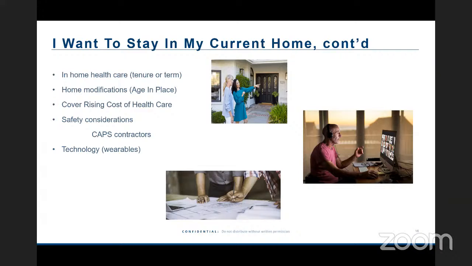And I also like to talk about technology. Technology continues to advance to allow older adults to stay in their home, stay in communication with family members, stay connected. And I just mentioned the wearables, but there are lots of technological advances, perhaps some of you on this call today are familiar with.